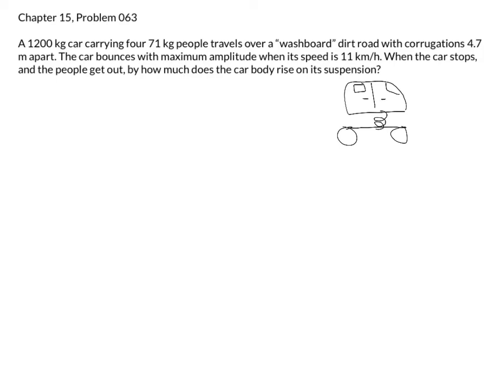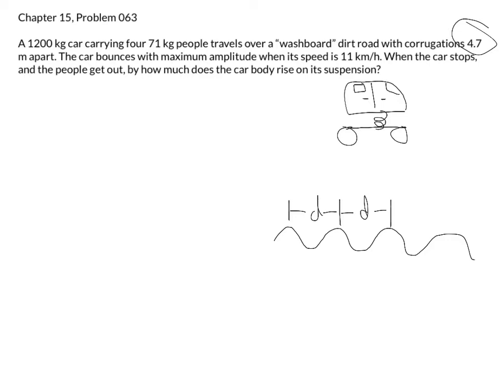We're given a distance between the bumps, so just in case you're curious what this 4.7 meters is here, we're being told that there's a bumpy road, something like this, that you're driving over, and that's the distance here, so I'll call that D. It represents the distance between any two bumps, which is also the distance of one cycle, if you think of it as like a sine wave. So basically, we're given that information, but what we're asked is how much does the car's body rise on the suspension when the people get out?